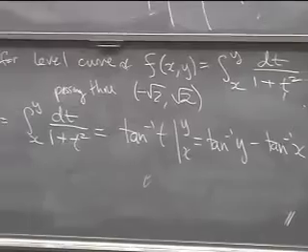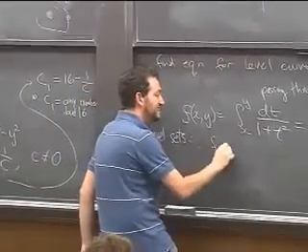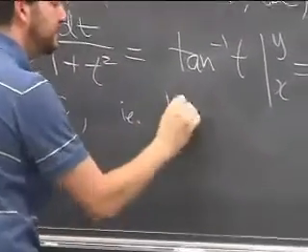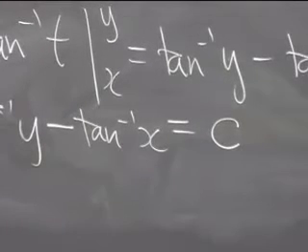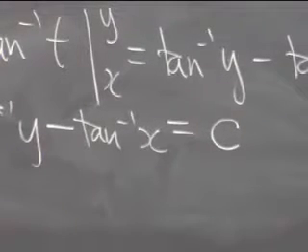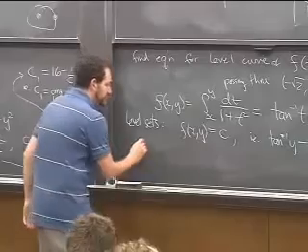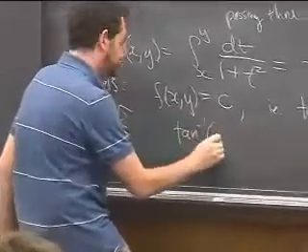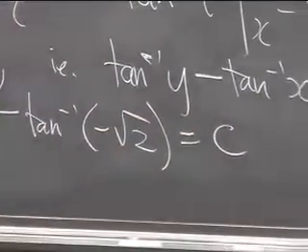So what does a level set of that function look like? Well, all the level sets are given by f of x, y equals a constant c. They carve out the plane in the form inverse tan y minus inverse tan x equals c. So for different values of c, we get different curves that don't intersect, and they are the level sets. We want the one passing through minus root 2, comma root 2. If we plug in x equals minus root 2 and y equals root 2, we get inverse tan root 2 minus inverse tan minus root 2 equals c. Well, that's told us what c is.